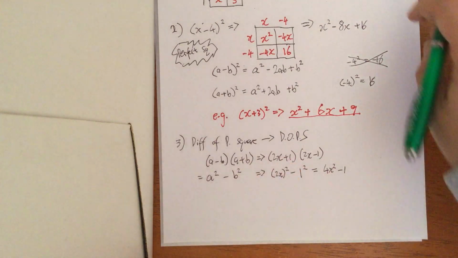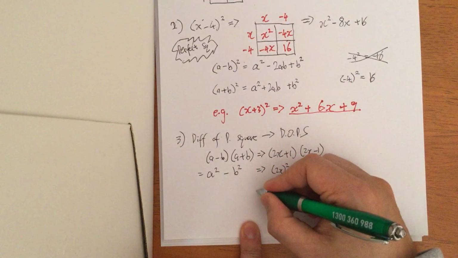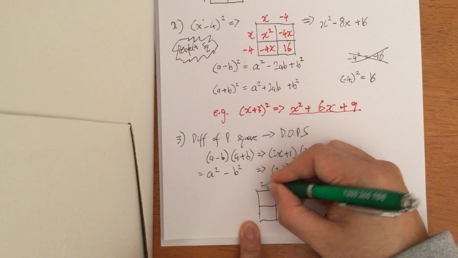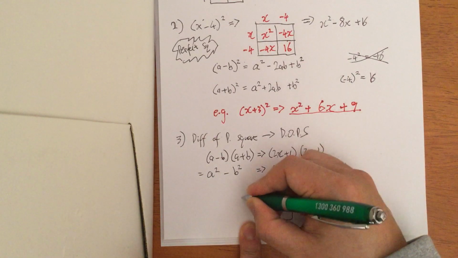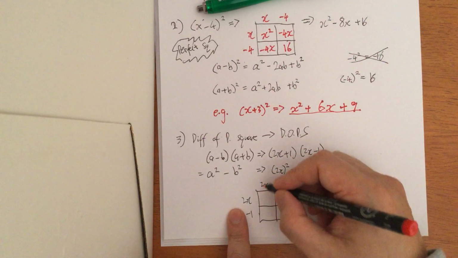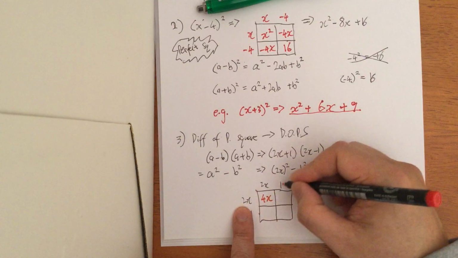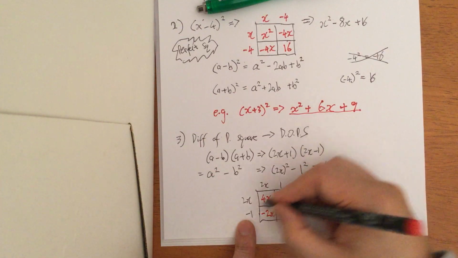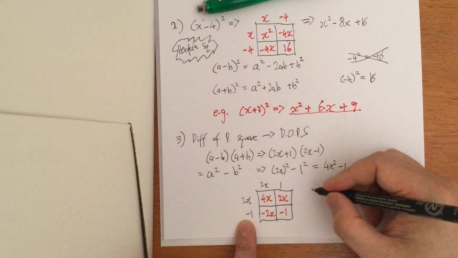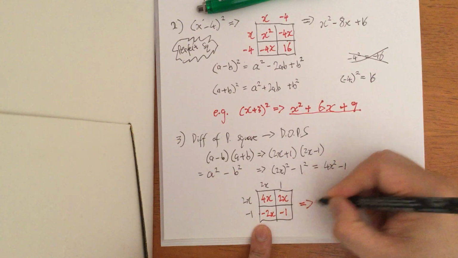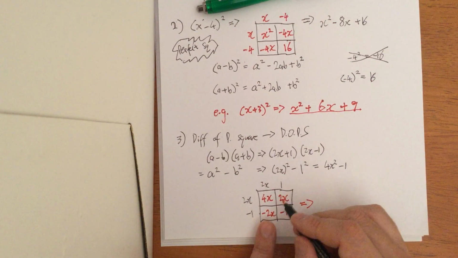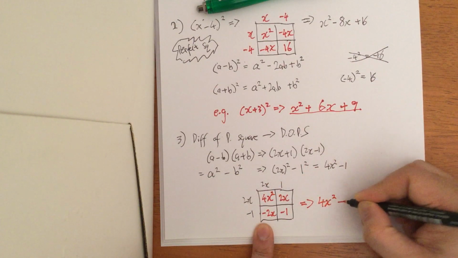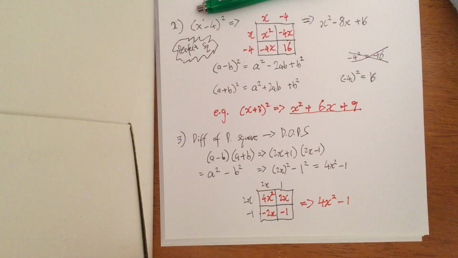Okay, if you're still not sure about this, put it in an area method here. So it's 2x plus 1, 2x minus 1. Let's put them through. 2x times 2x is 4x squared. 1 times 2x is 2x. Negative 1 times 2x is negative 2x. Negative 1 times negative 1 is negative 1. And so if you combine them together, 2x plus negative 2x simplifies to zero. All you have here is 4x squared minus 1. Okay?